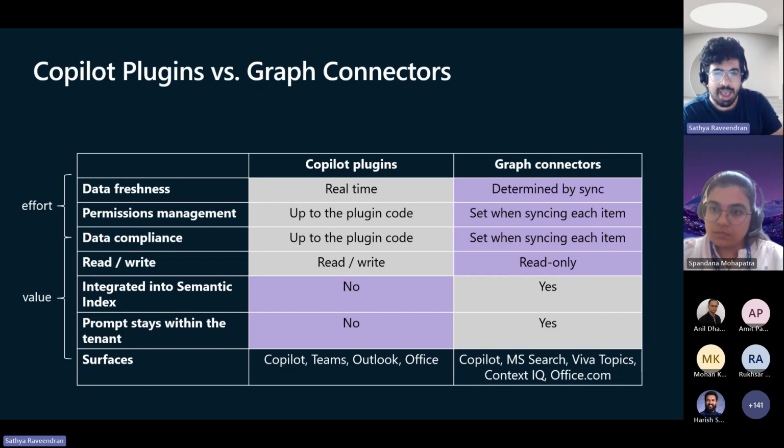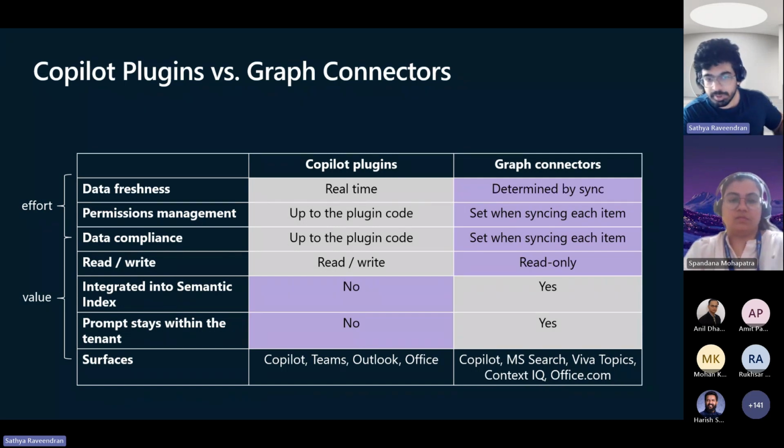So essentially, you have permissions management also, like I mentioned. Plugins, you have it in the code. Graph connectors, it is set up when you're setting it up. You manage the permissions, read or write, since I think that's a very important thing that we need to cover. From a read or write perspective, since plugins interact in real time with an external system, you can also update an external system. For example, in a Jira ticket, you assign it to someone else or you close it. In the Northwind stock, you update the stock. Those are things that you do in real time. You can update systems as well.